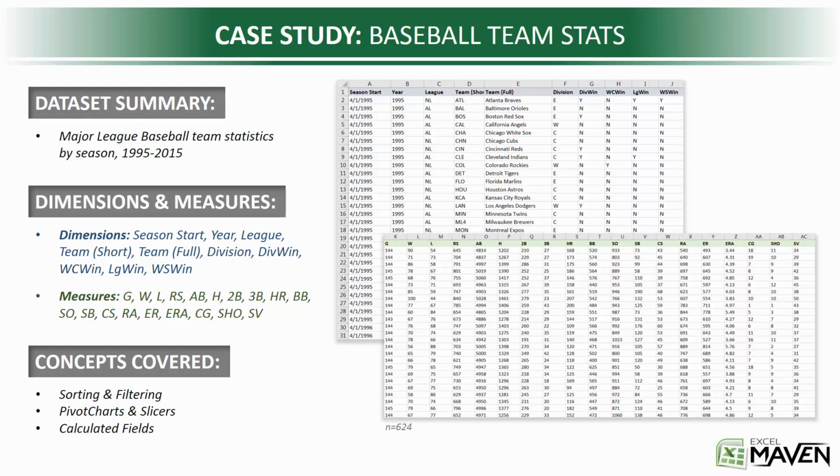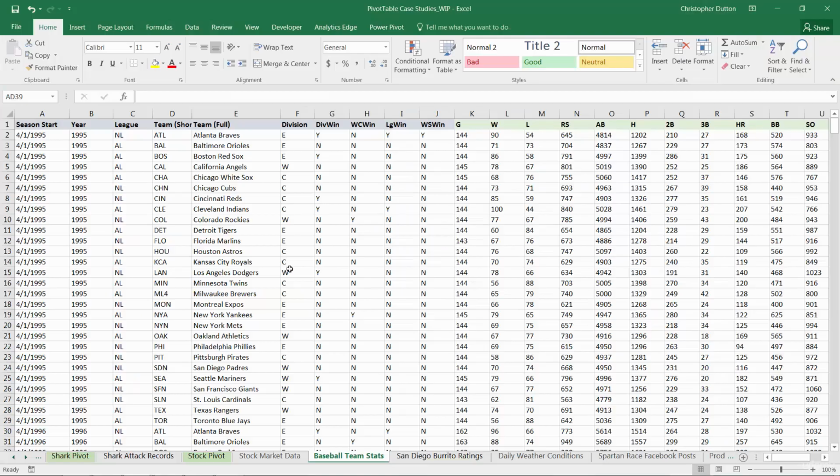So we're actually only going to be using a small handful of these fields, at least in the case study kickoff, but they are available to you for you to explore however you choose. So concepts covered in this kickoff, we're going to talk about sorting and filtering, pretty basic stuff. We're going to use some pivot charts and slicers, and then practice a few calculated fields. So let's go ahead and dive in.